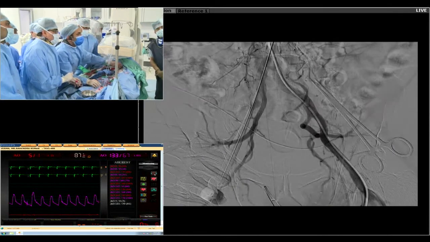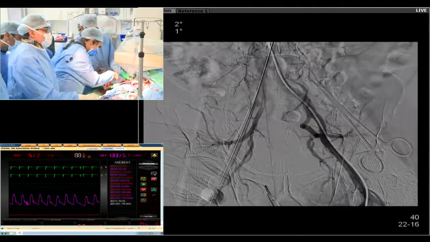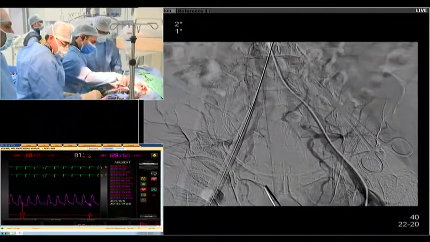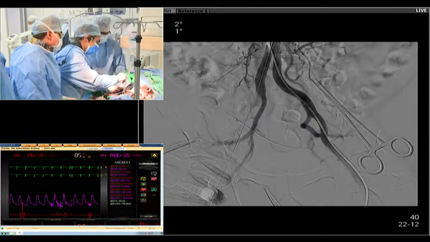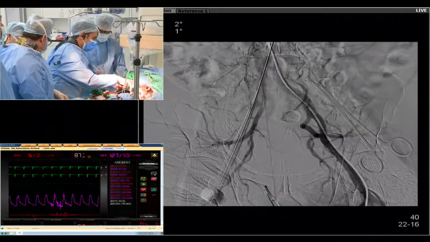That's good. So nothing in the common iliac artery. So we'll go ahead and deploy a ProGlide. Give me wet gauze, please. The center one first? The first, second, third. Third. Yeah. So here, focus here, please.